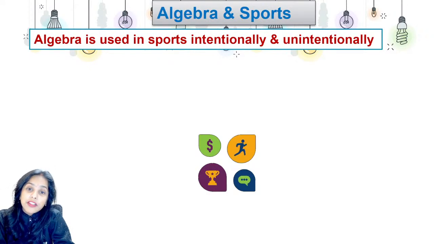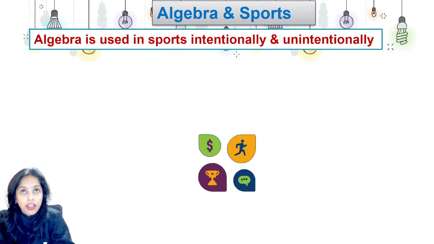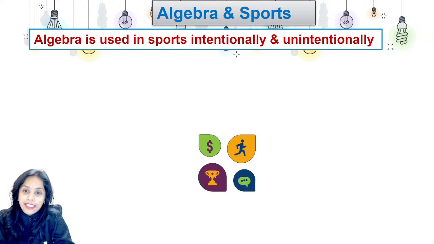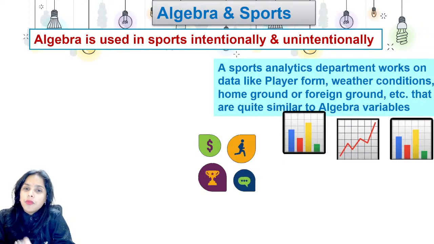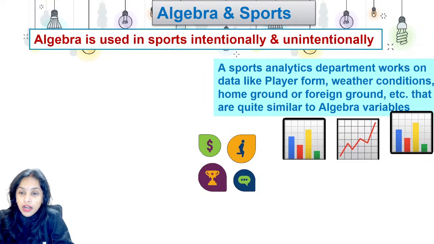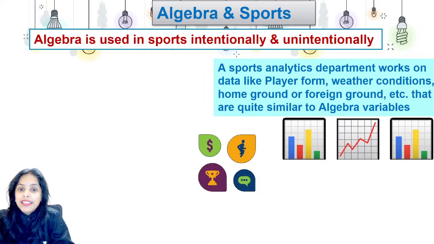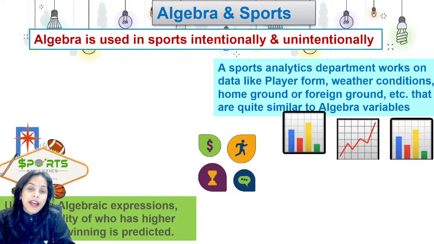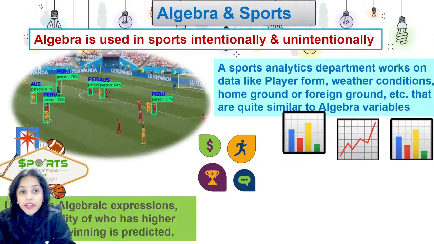Then we have algebra and sports associated with each other. Algebra is used in sports intentionally and unintentionally both. A sports analytics department works on data like player form, weather conditions, home ground or foreign ground, and many more that are quite similar to algebra variables. Using algebraic expressions, the possibility of who has the higher chances of winning is predicted.